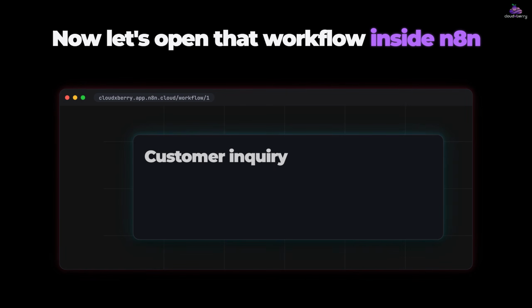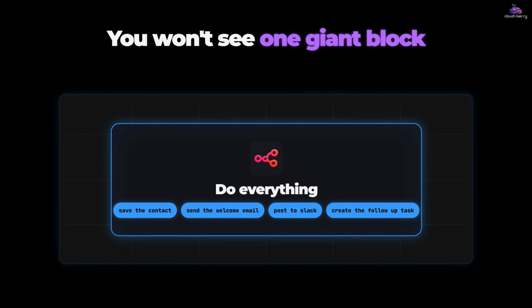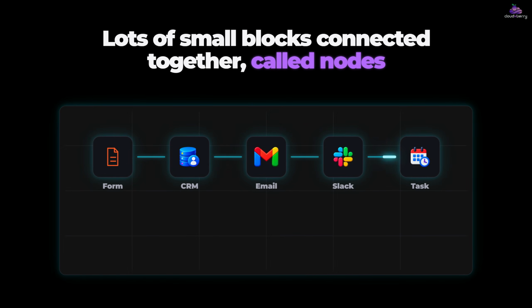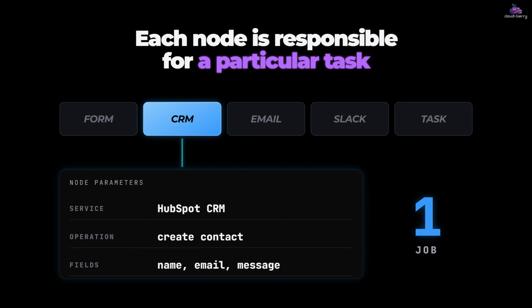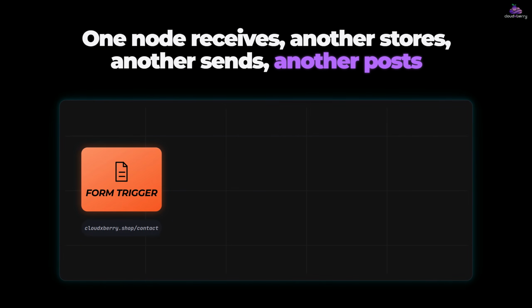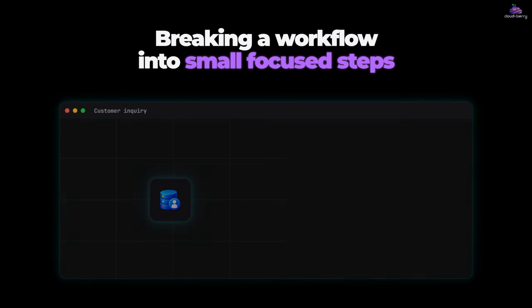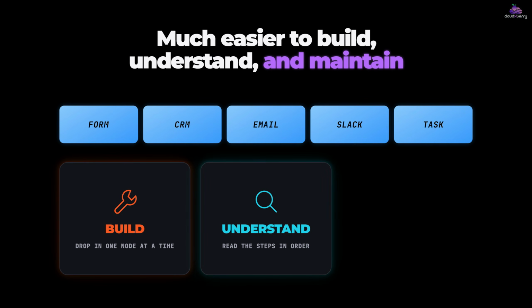Now let's open that workflow inside n8n. You won't see one giant block. Instead, you'll see lots of small blocks connected together. These blocks are called nodes. Each node is responsible for a particular task. One node receives the form submission, another stores the customer in the CRM, another sends the welcome email, and another posts a message to Slack. Breaking a workflow into small, focused steps makes it much easier to build, understand, and maintain.